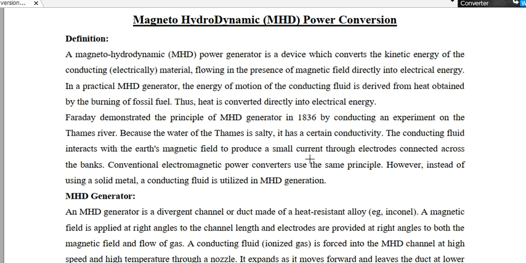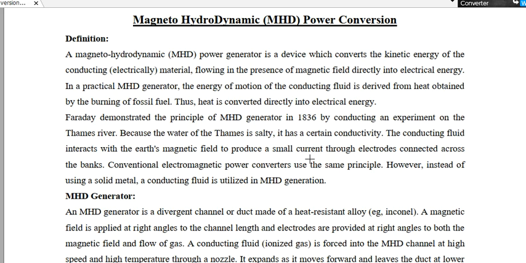So, MHD or magnetohydrodynamic power generation is a type of non conventional energy resource. And let's see what this is. A magnetohydrodynamic power generator is a device which converts the kinetic energy of the conducting material flowing in the presence of magnetic field directly into electrical energy.